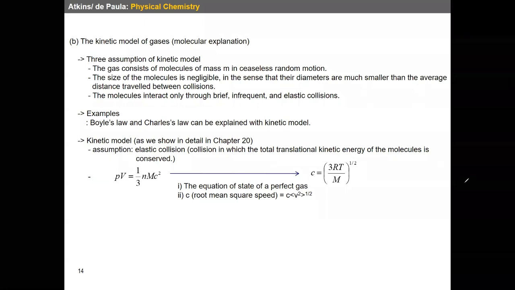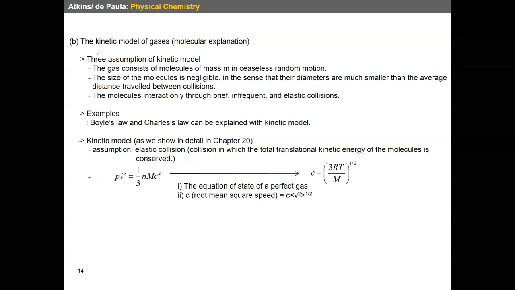Okay, so let's talk about the kinetic model of gases, which is in other words the molecular explanation. What it means is that the molecules of gases will have kinetic movement in their state. So we can get this kind of model for the kinetics of molecular gases.